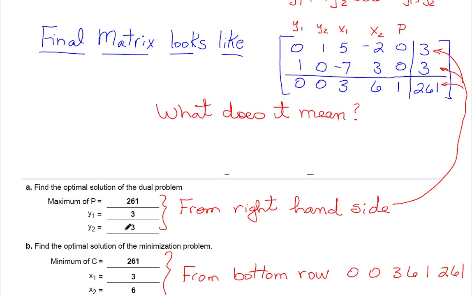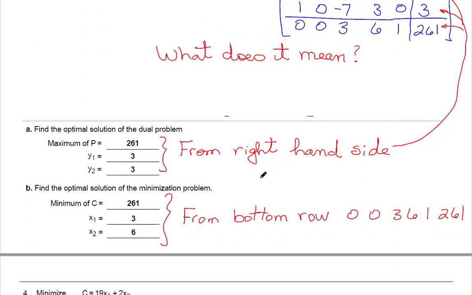All right, but our problem, the one we really want to solve, is the minimization, and that's here on the bottom. So trace down the x1 and x2. So that's at 3, 6, and the minimum value there is 261. So they already solved everything. They just wanted us to get used to, okay, once we get there, what does it all mean?